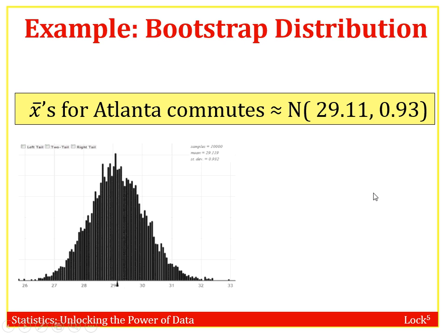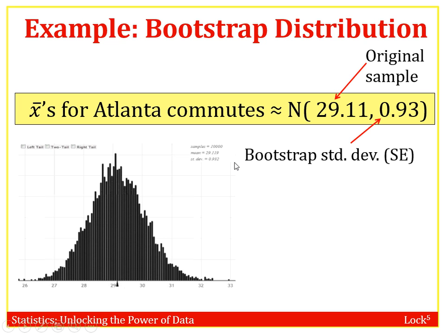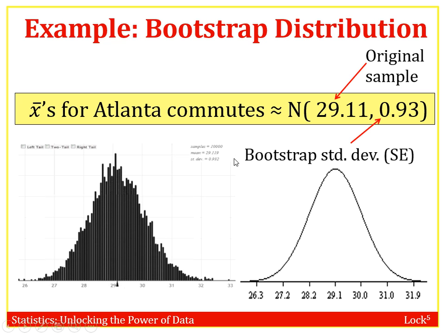If we look at our Atlanta commuters, we have this N being normal. This is the mean from our sample right here. And this is our standard deviation of our distribution, the standard error. So our mean, if we do a normal, is 29.1. With our standard error, the standard deviation of the Bootstrap distribution is 0.93.